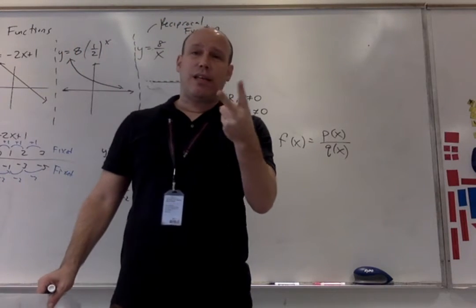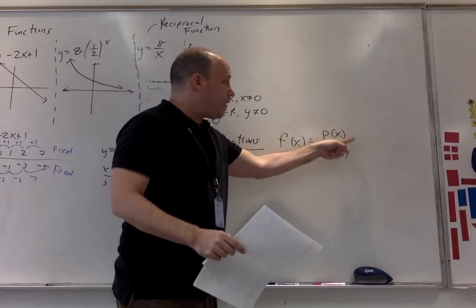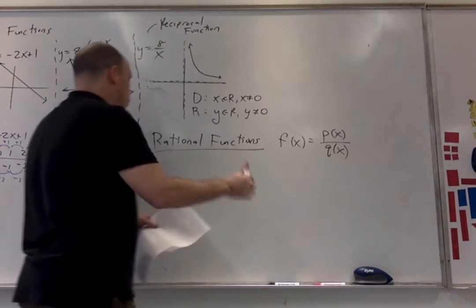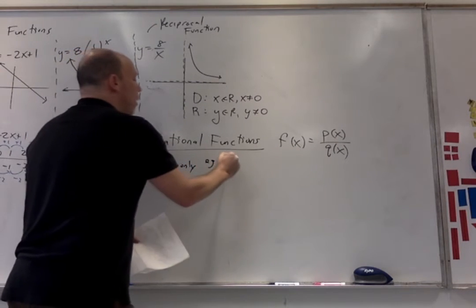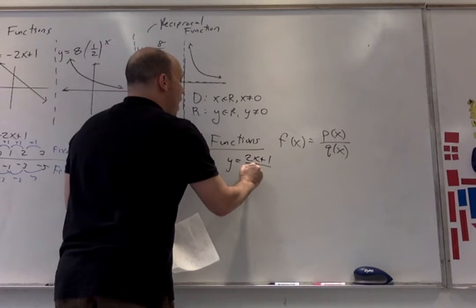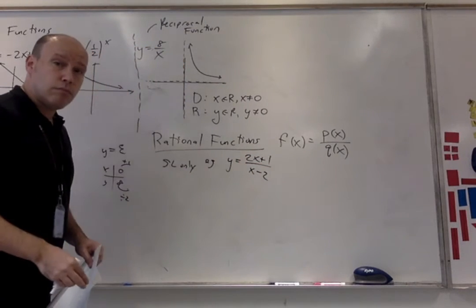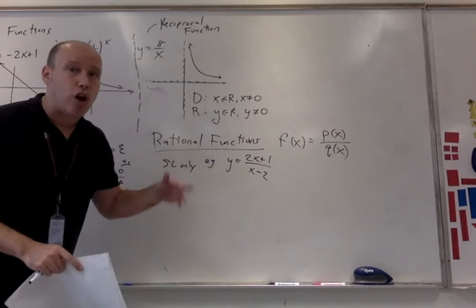SL is going to study the first form that we're going to do, in which the order of P of x is equal to Q of x. So there's 3 forms. This is SL only. So for example, y equals 2x plus 1 over x minus 2. This is what SL is going to study. So I'm going to do this first, and SL can then shut off the video.